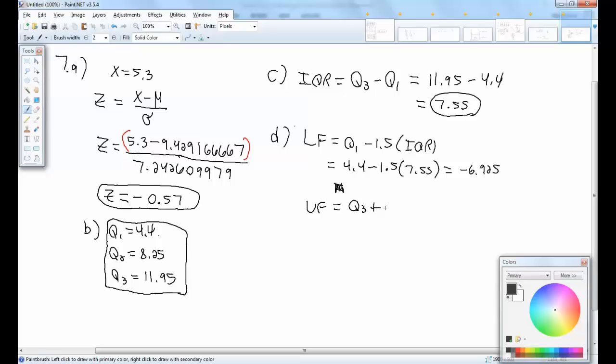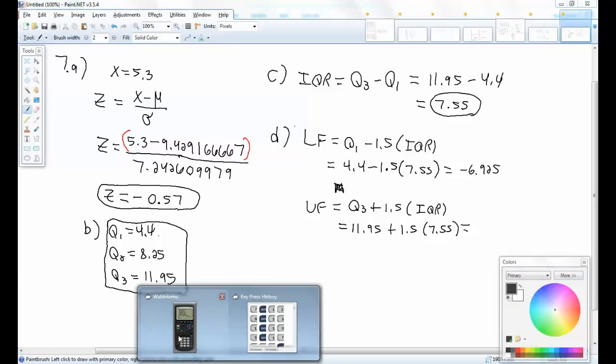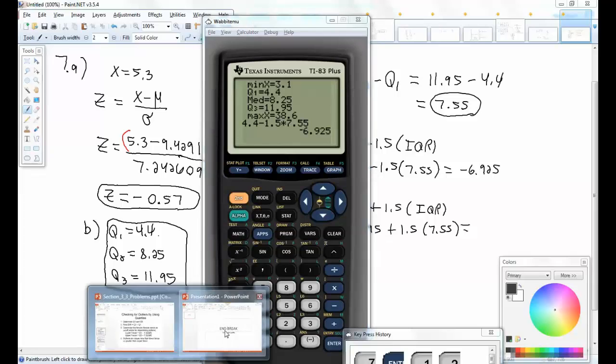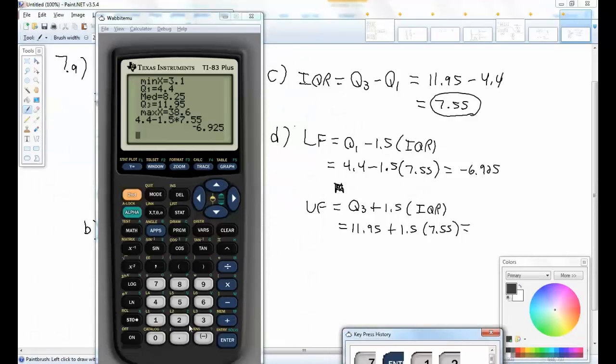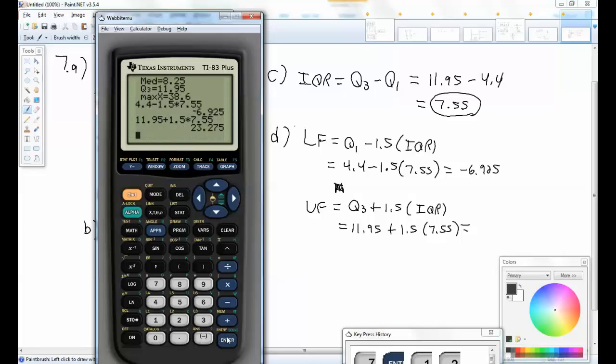So Q3 plus 1.5 times IQR. Q3 was 11.95 plus 1.5 times 7.55. Let's see what that gives us. So let's plug that in the calculator. I got 11.95 plus 1.5 times 7.55. Enter. And we get 23.275.